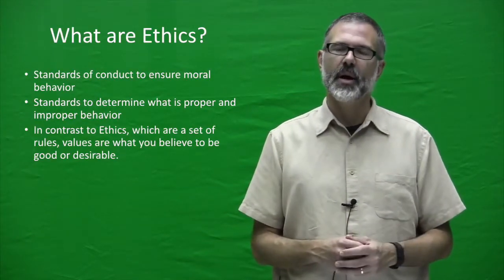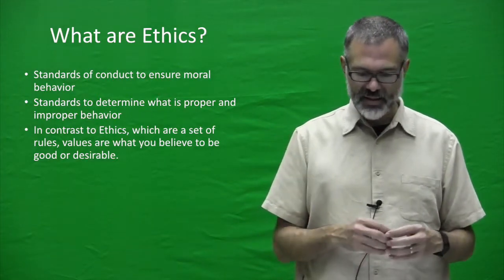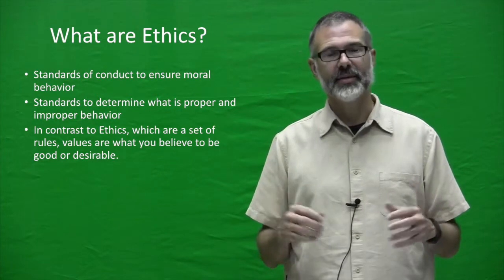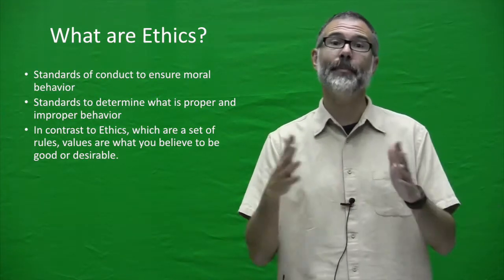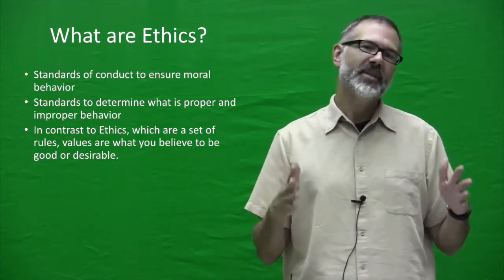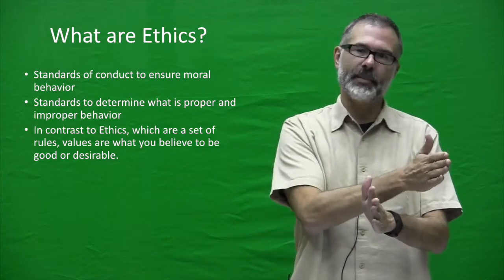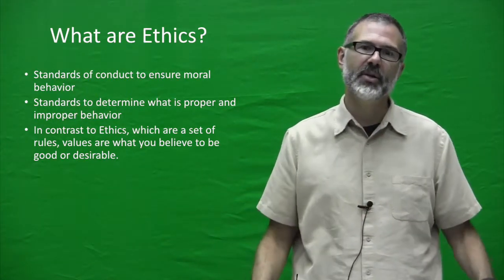What is ethics? Ethical behavior is a set of standards to ensure moral behavior. That's one way of looking at it. It's also a set of standards to determine what is proper and improper behavior. So essentially what we're trying to do is set a line between this is acceptable, this is unacceptable, and we're going to do so with a set of criteria.